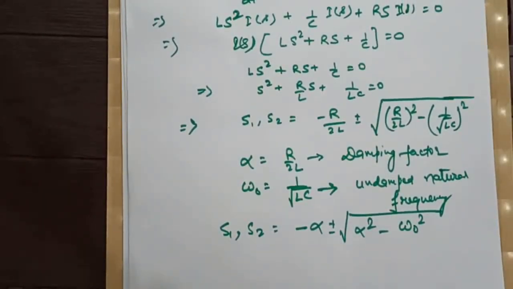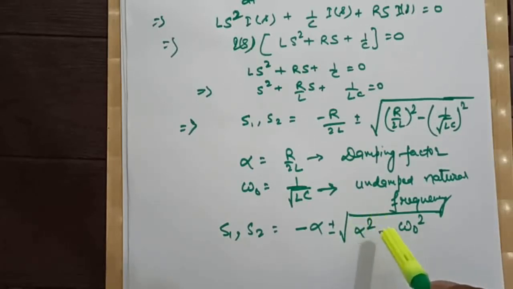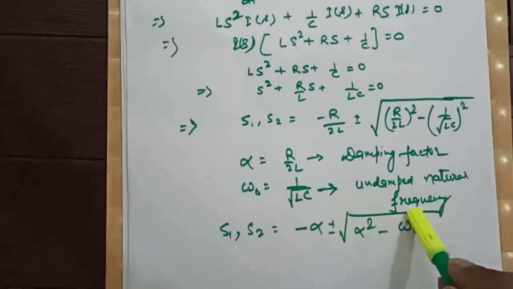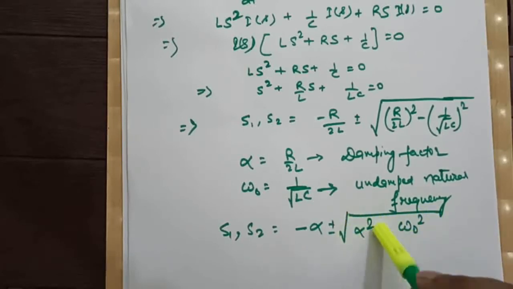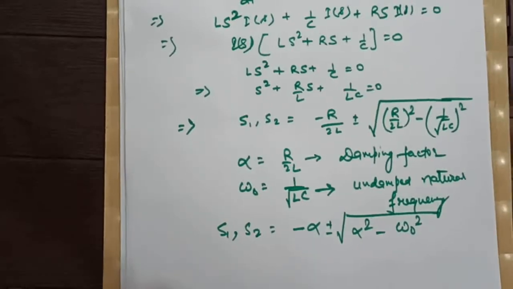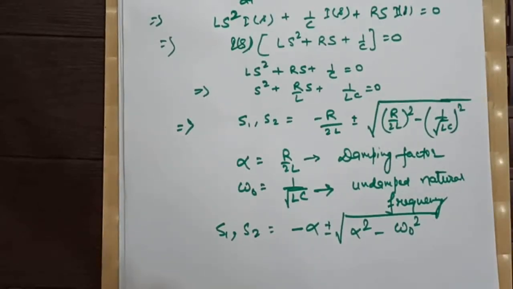Now three conditions will arise here. First, this part is greater than this part, or this part is equal to this part, or this part is less than this part, right? Now we will see all these three one by one.